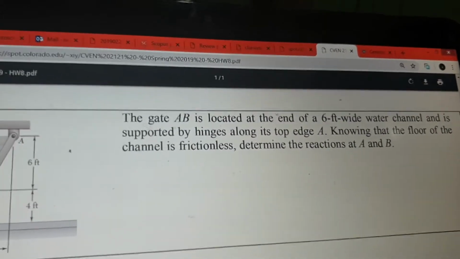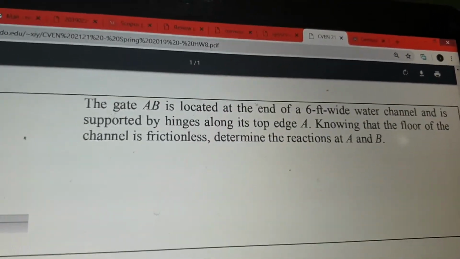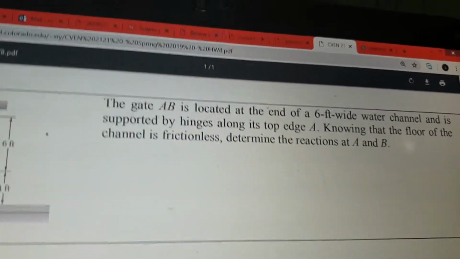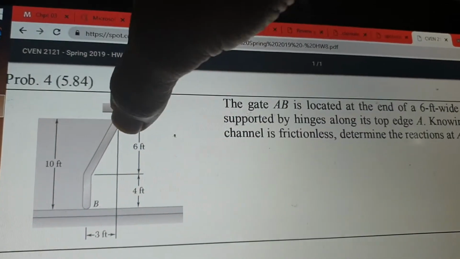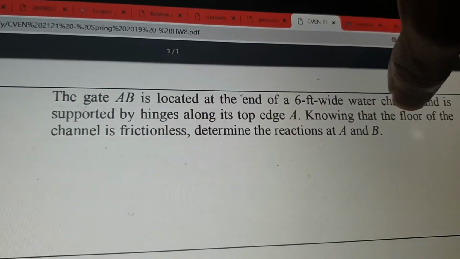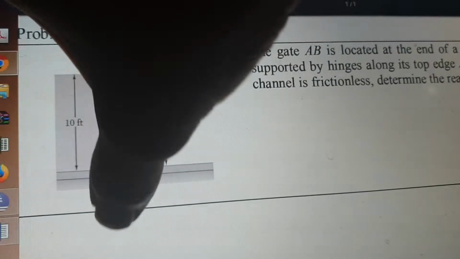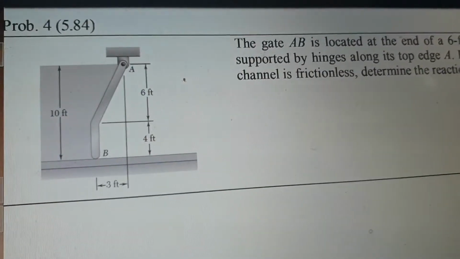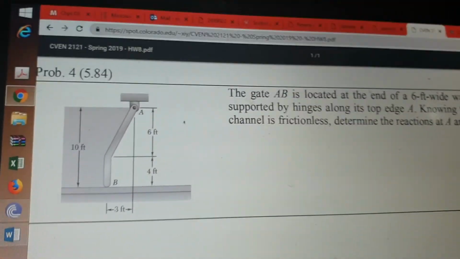So, a 6 feet wide water channel, supported by hinges along the top edge A. So there is a hinge here, A, which means that there is AX and there is AY. Knowing that the floor of the channel is frictionless, determine the reaction at A and B. So the floor is frictionless, there's no friction, but there is a reaction, a normal force at point B. Let's look at these dimensions.